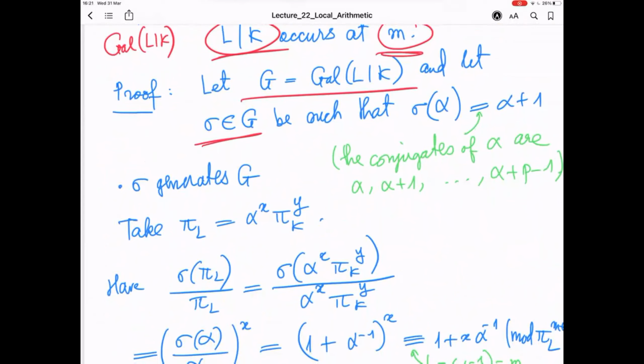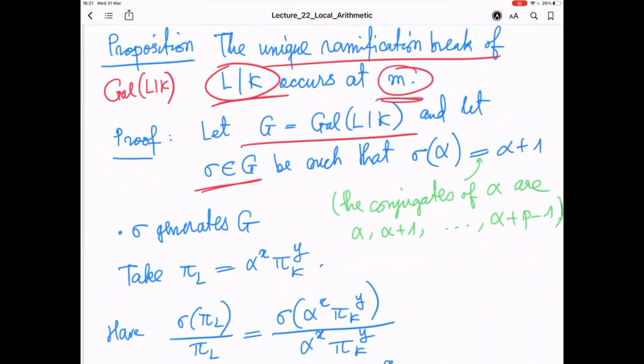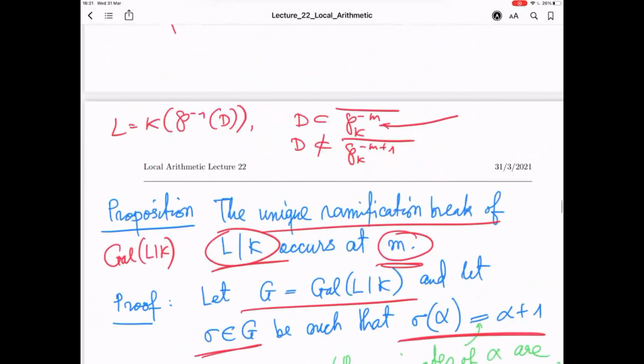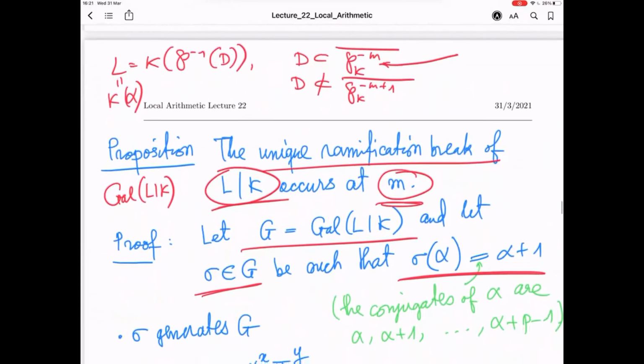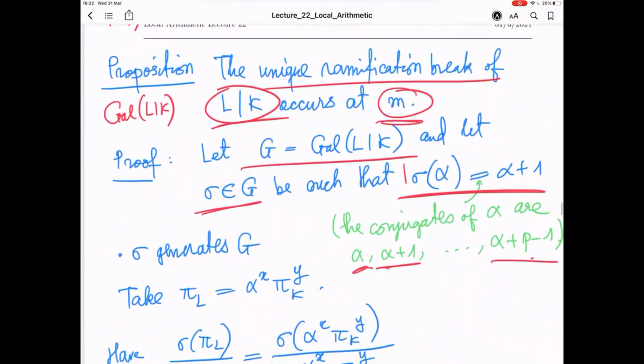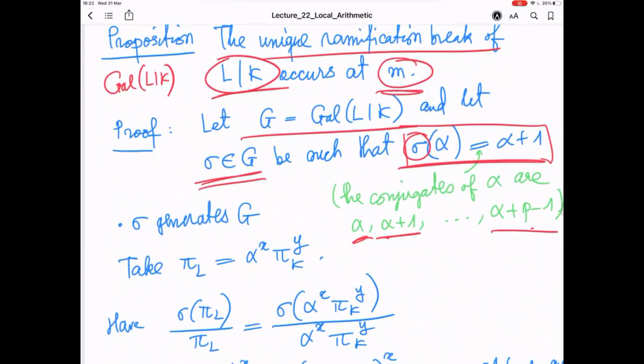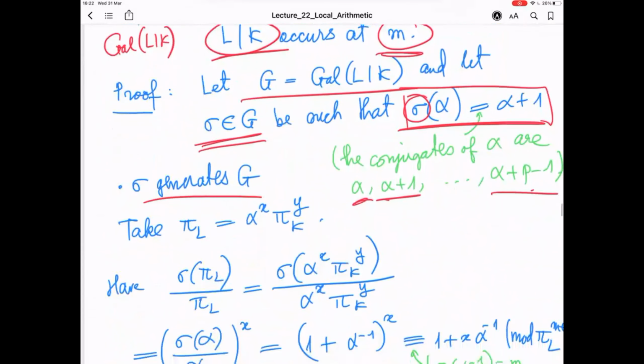Well, it so happens that in this case, the Galois group has a canonical kind of generator, which takes alpha to alpha plus 1. Once you have chosen to write L as K(alpha), once you have chosen one of the roots, then the other roots are alpha, alpha plus 1, and so on. These are the conjugates of alpha. And there's an automorphism which takes alpha to alpha plus 1. We call it sigma, and it generates the group G.